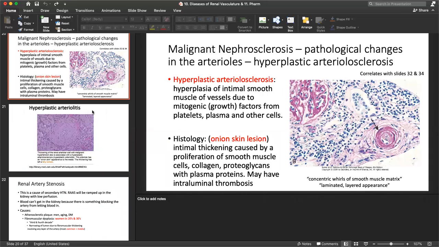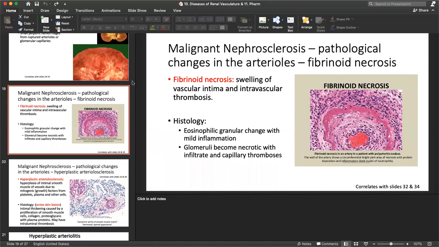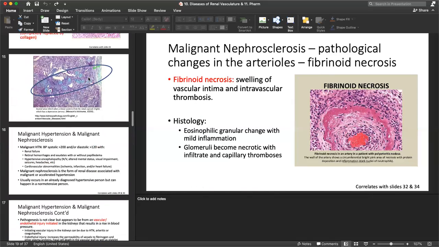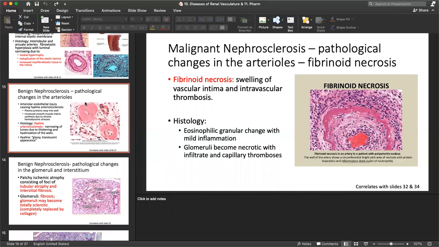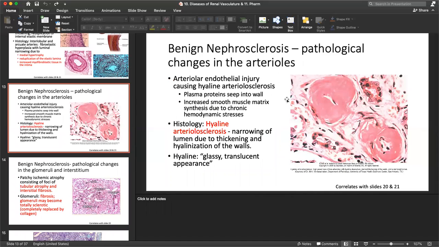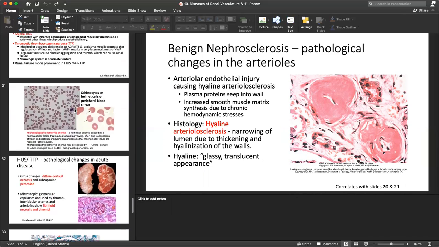Malignant nephrosclerosis, we've got that onion skin lesion, and we also have our fibrinoid necrosis. Our benign nephrosclerosis is going to look kind of grainy on the outside and then have that hyaline arteriosclerosis. All right, we're almost done.